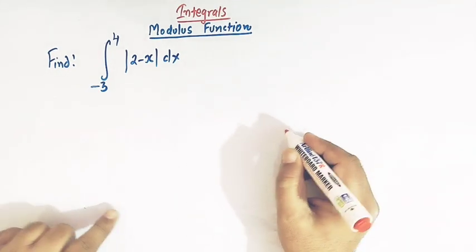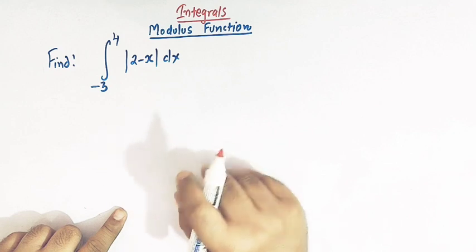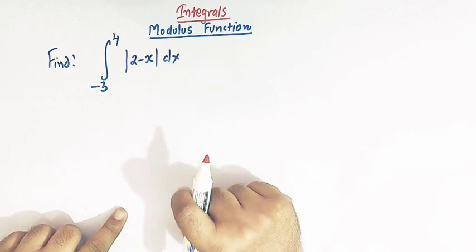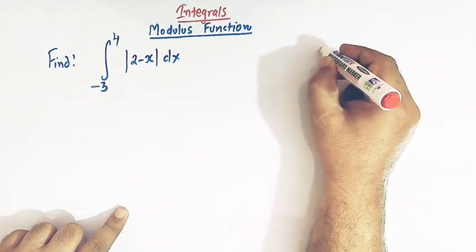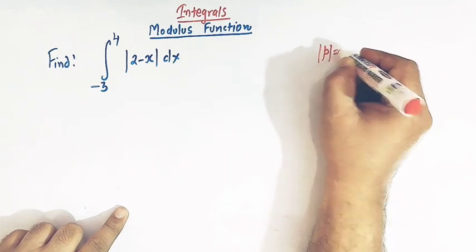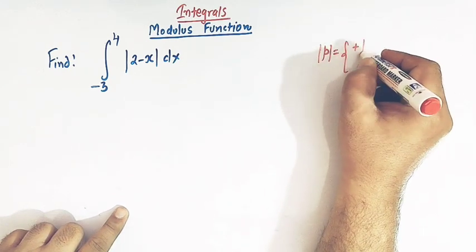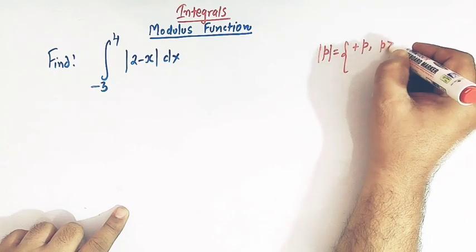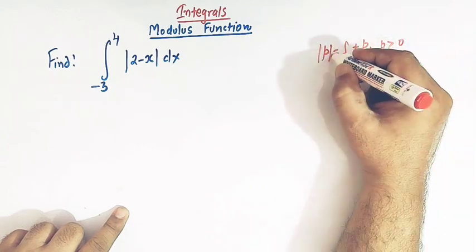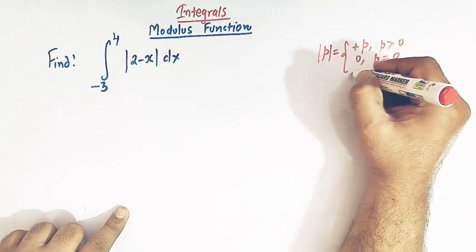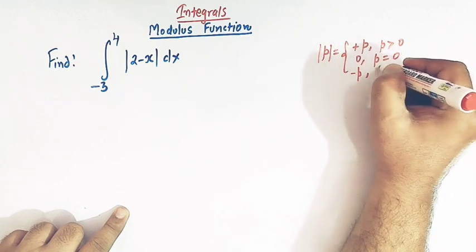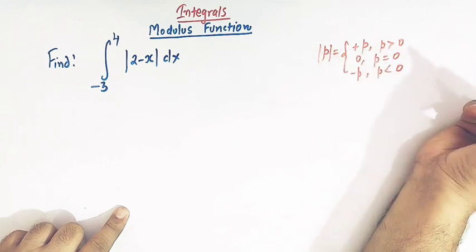So viewers, let us first quickly revisit the definition of absolute value function, which is also known as mod function, right? So mod of p is defined as positive p whenever p is greater than 0, right? And mod of p is 0 whenever p is 0, and mod of p is negative of p whenever p is less than 0, right?